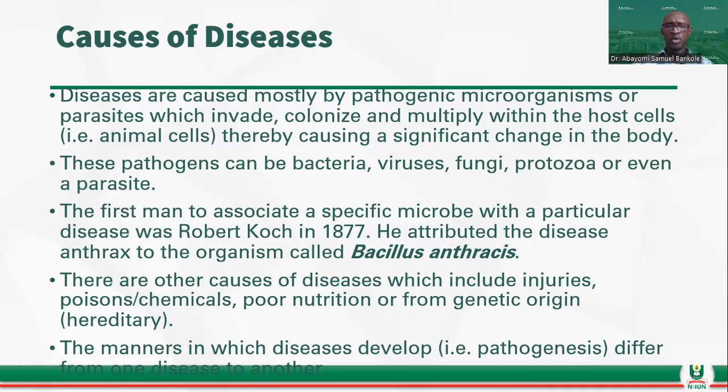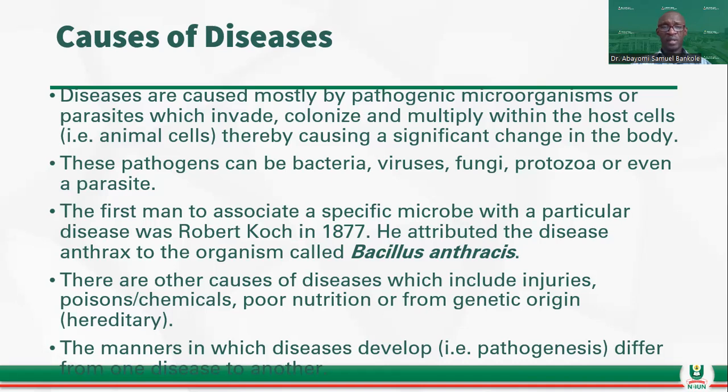It is important to note that the first man to ever associate a specific microorganism with a particular disease was Robert Koch in 1877. Now, he attributed the disease anthrax to the organism called Bacillus anthracis. So from then, we have had several diseases that have been associated with specific organisms.